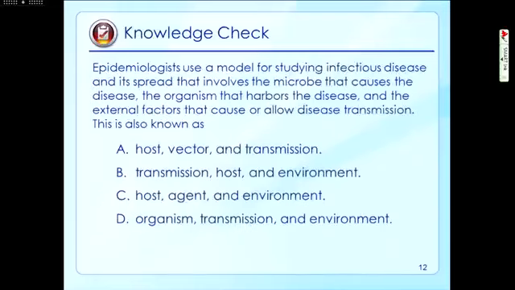Epidemiologists use a model for studying infectious disease and its spread that involves the microbe that causes the disease, the organism that harbors the disease, and the external factors that cause or allow disease transmission. This is also known as which of the following? The correct answer is C, host, agent, and environment.